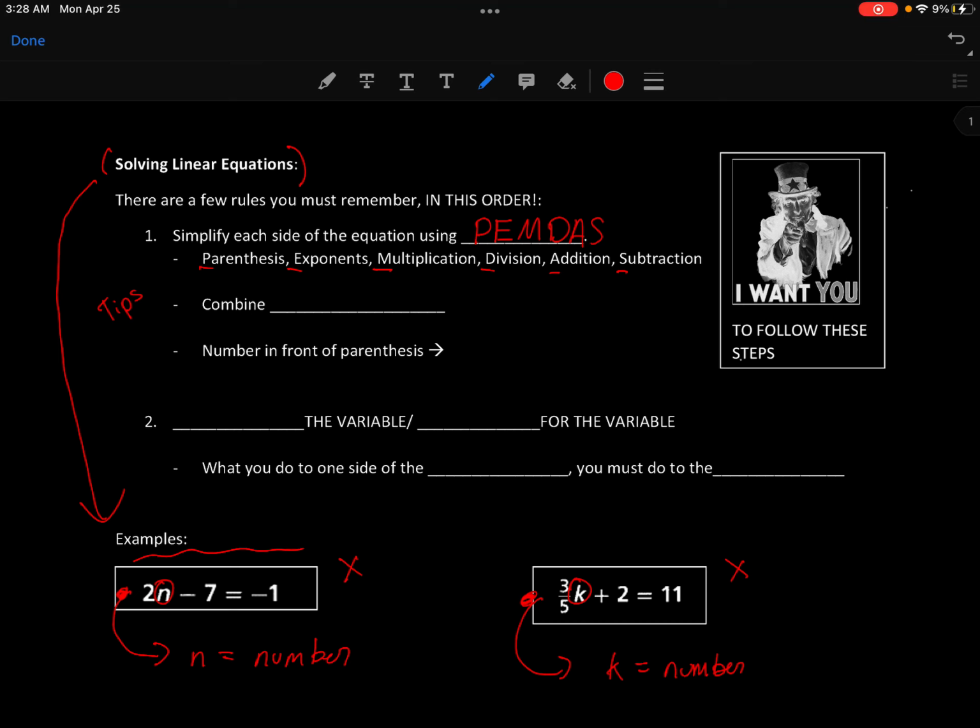Now, when you're doing PEMDAS, here's some tips. Number 1, combine like terms. So if you have something that looks like 2x plus 3x is equal to 5, combine these terms. You should get 5x is equal to 5. Another tip is that if you have a number in front of a parentheses, always do distributive property.